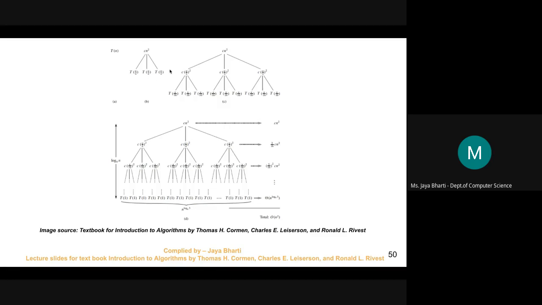Then in the next step, each sub problem will be further divided into 3 sub problems. This one will be divided into 3 sub problems, this one will be divided into 3, and this will also be divided into 3 sub problems. And now the cost of dividing each sub problem into 3 sub problems will be c(n/4)^2.